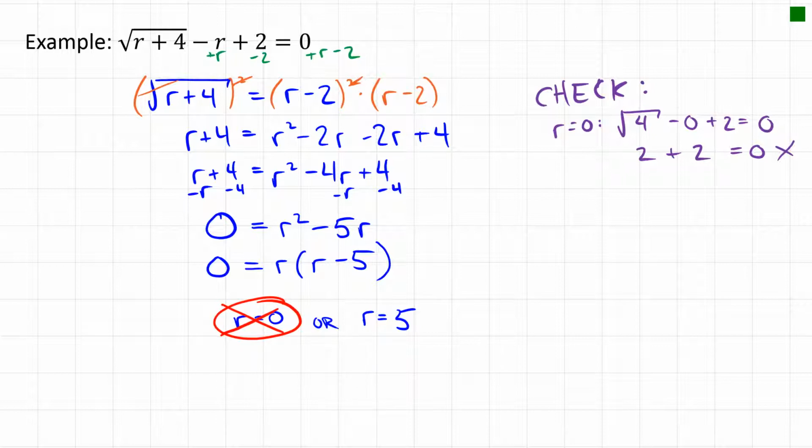So again, just show your work. Show that you're checking, and then show that you're rejecting a solution. And that's enough to show your understanding there. That doesn't mean we can reject r equals 5 yet. We have to check it as well.